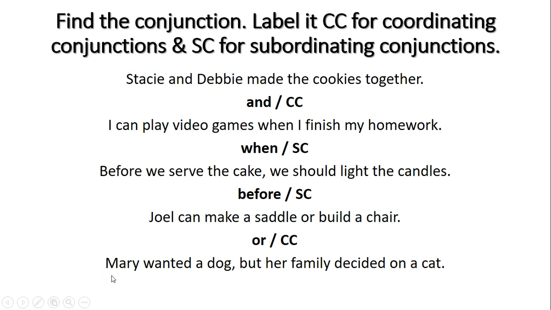My last example, Mary wanted a dog, but her family decided on a cat. Now this one can be a little tricky because there might be some people who say, "Ooh, Mr. Johnson, there's a comma. That means that this must be a dependent clause." Does it sound like a dependent clause? Mary wanted a dog. Does that sound like a sentence that can stand by itself? Yes, it can. Mary wanted a dog. That's a sentence. Her family decided on a cat. That also is a sentence that can stand by itself. So this right here actually has two independent clauses.